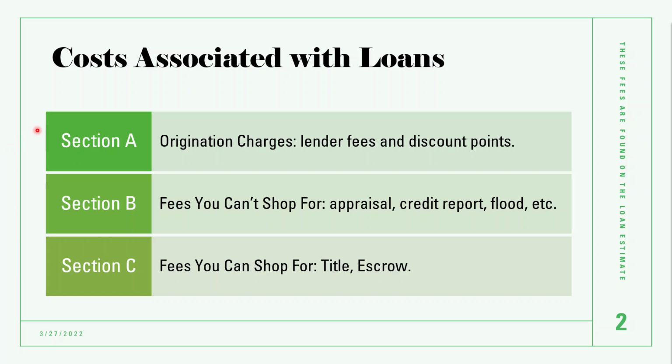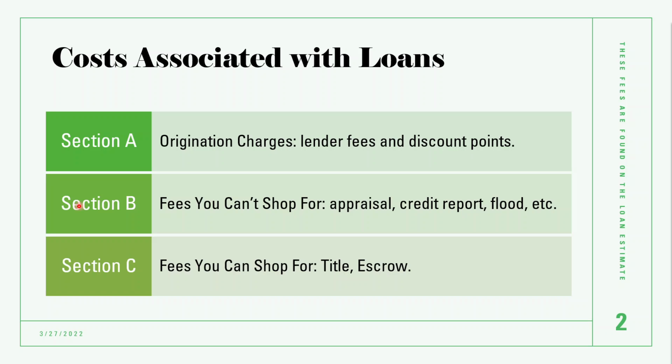The lenders have a certain degree of control over the origination charges, not necessarily the points, but the lender's fees. So we might not even charge you lenders' fees. Sections B and C are third-party fees. Now, the lender doesn't really have control over these fees, so they have to be paid by somebody. That somebody is going to be either you or the lender, or maybe both.